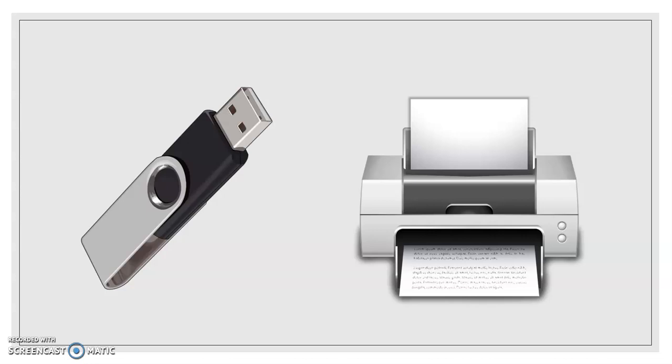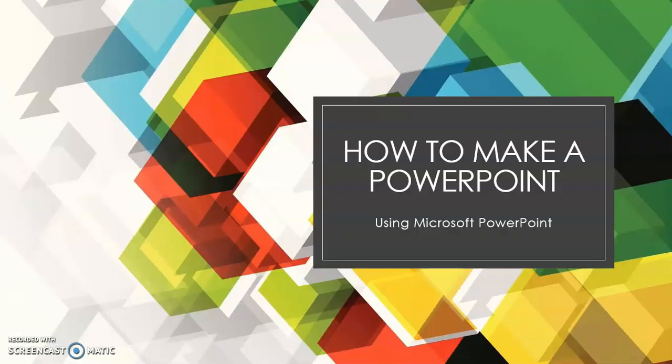That's not the only way you can save your PowerPoint. You can also save it on a USB drive, also called a flash drive or a thumb drive. Or you could print out the slides and copy them for later use. That is how to make a PowerPoint using Microsoft PowerPoint.